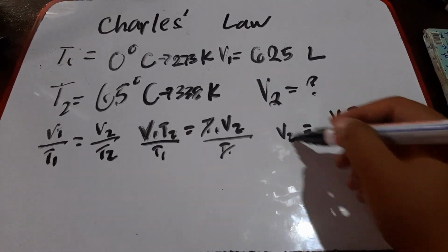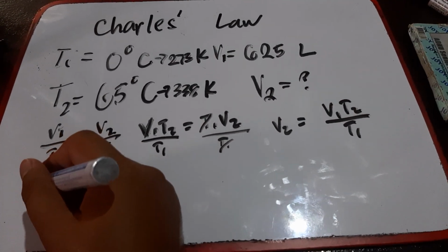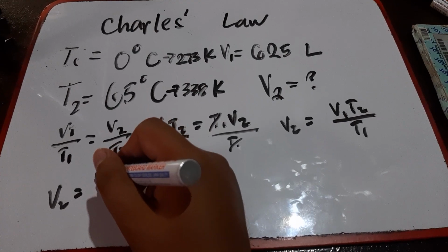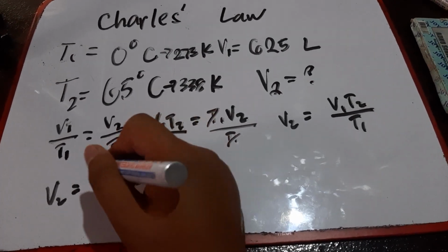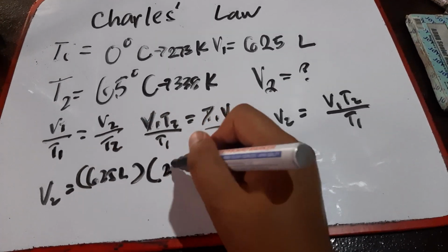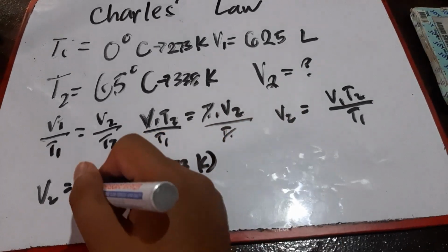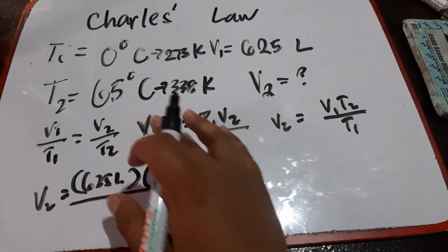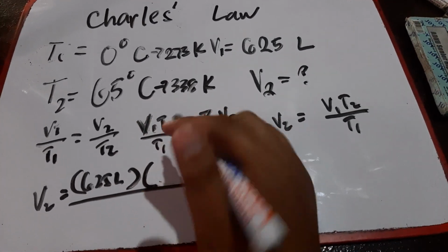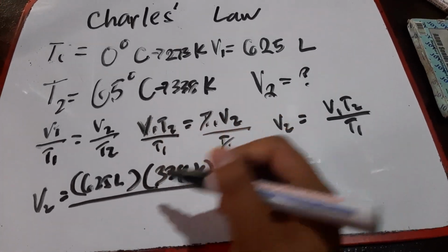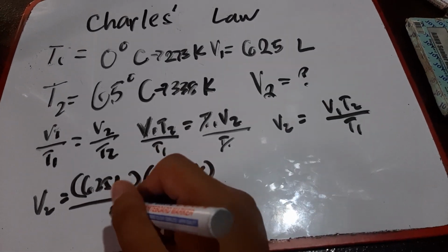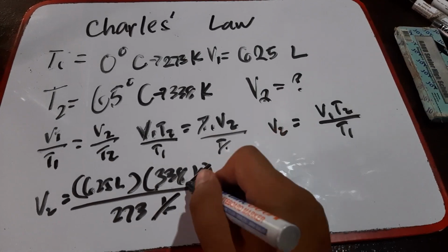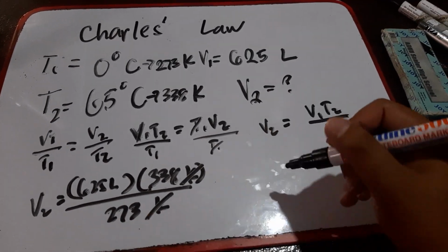So, this is our equation. Now, we simply input the values. V2 is equals to 625 liters. That's my V1. And then, 273 Kelvin over, mali. That's T2. So, that would be 338 Kelvin in the numerator. And on the denominator, that would be 273 Kelvin. So, Kelvin would cancel out and I'll be left with liter as my unit.